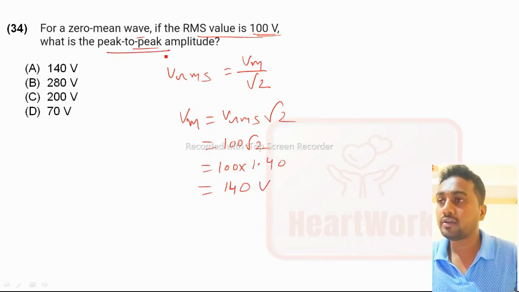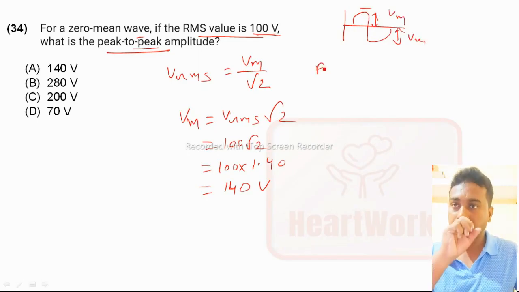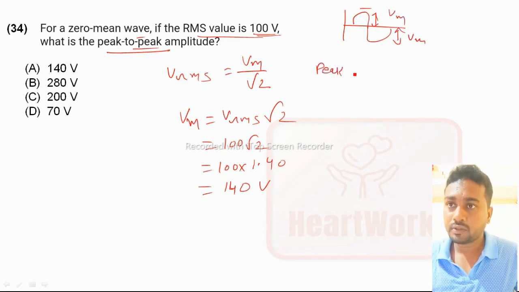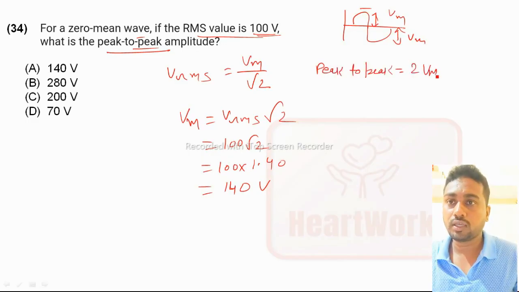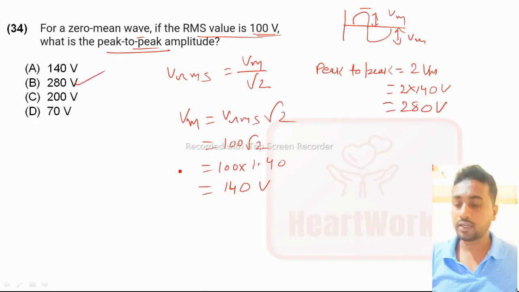Now we have to find the peak to peak amplitude. Peak to peak means we measure from this peak to the opposite peak, that is this Vm plus this Vm. So peak to peak is 2 Vm. Two into Vm, 140 volt, so total 280 volt. Option B is the right answer.